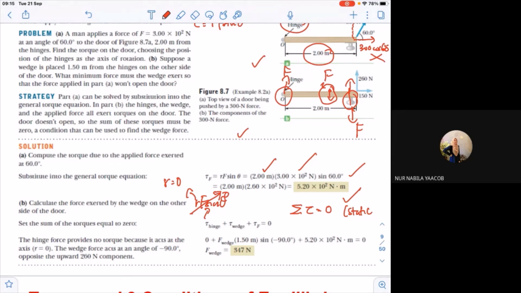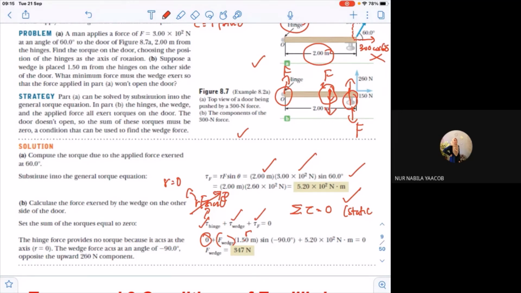So what minimum force must the wedge exert so that the force applied in part A won't open the door? We can use the force from part A. Look carefully, this is the torque of the hinge plus the torque of the wedge plus the torque of the force. The torque of the hinge is 0, and look at how they write the torque of the wedge: r F sine 90. This is r, this is F, the one we want to calculate, F sine negative 90. Why sine 90? Because the wedge is exactly at the back of the door, so it will be going that way.